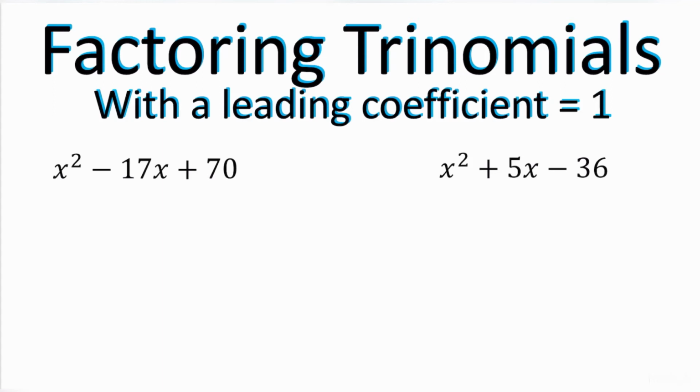In this video, we're going to be factoring trinomials with the leading coefficient equal to 1. So if you look at your screen, right now there are two trinomials on the screen. The first one is x squared minus 17x plus 70. It is called a trinomial because it has three terms.